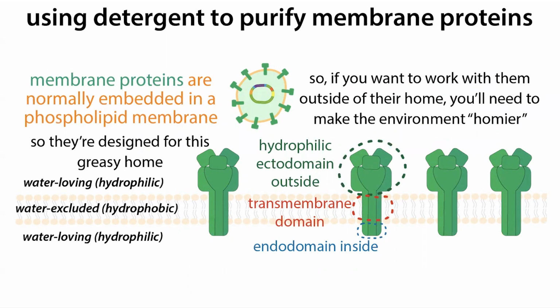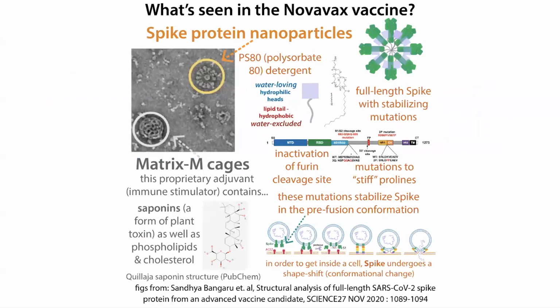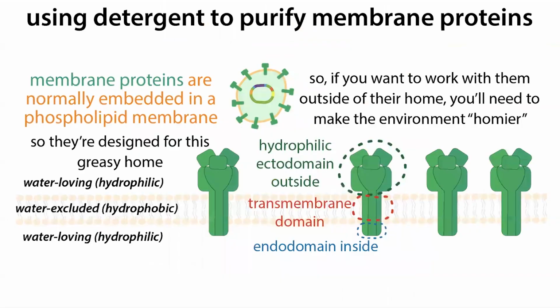And so we'll talk more in a second about how this is actually the strategy used to purify the full-length coronavirus spike protein, the protein that the coronavirus uses to dock onto cells and get inside, in order to study it in the lab, or to make a vaccine out of it, such as the Novavax vaccine. Scientists use detergent in order to extract it from the membrane. And detergents are often used in the lab for extracting all sorts of membrane proteins.